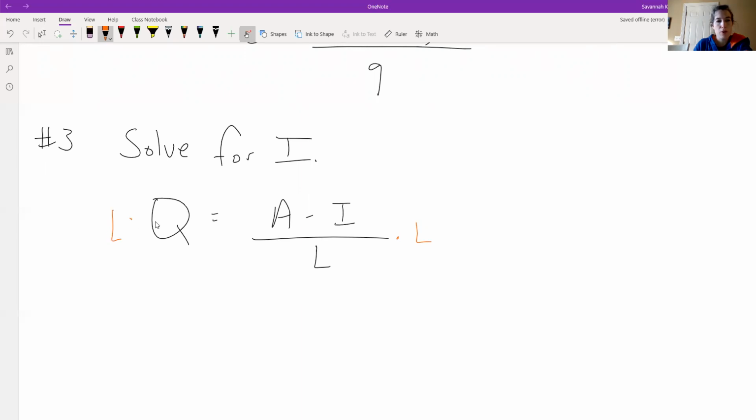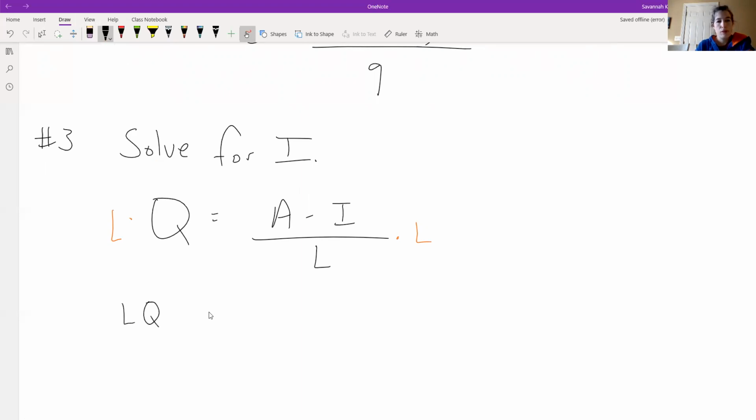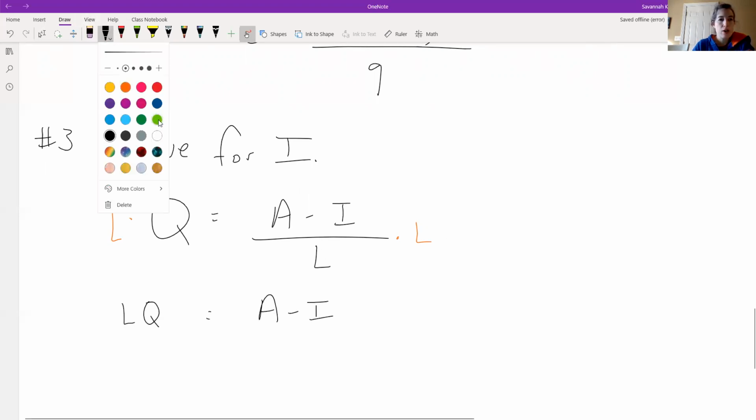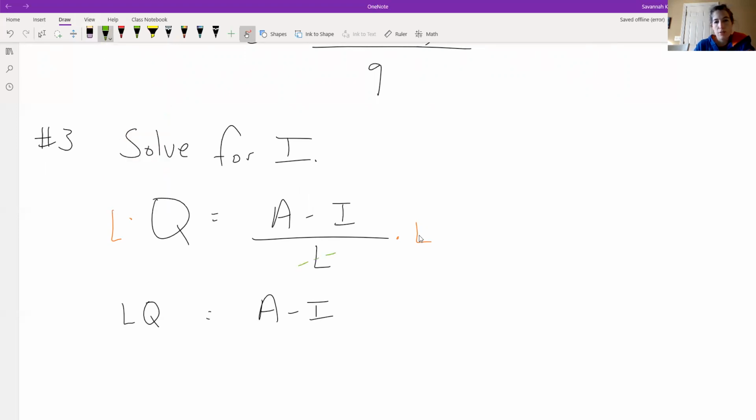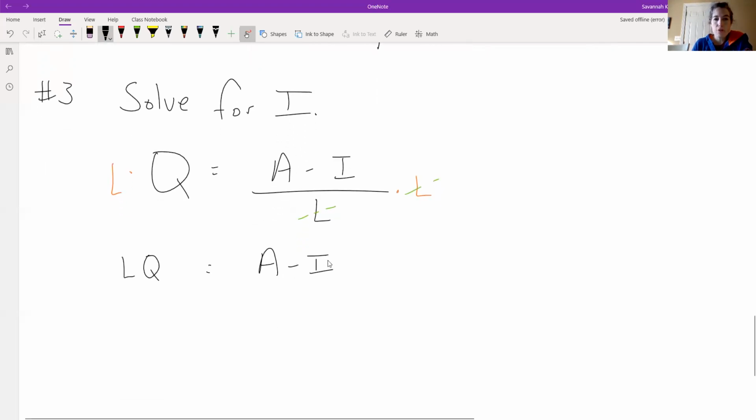I don't know if it matters whether I put L on the left or the right, so I'm just going to go with what I've done here. So LQ equals A minus I. No more L's, those nicely canceled out, which I can do in the green again if you'd like. There they go. Okay. Now comes the time where everything's in a straight line, no more fractions. And sure, I need to solve for I.